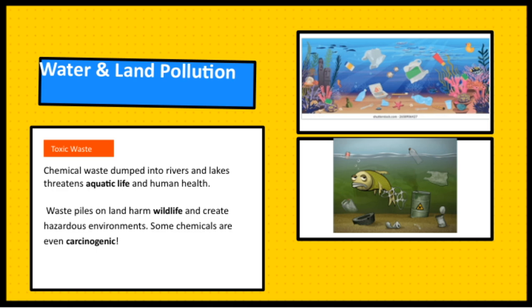On land, waste piles up and causes even more damage. It harms wildlife by destroying their natural habitats and creating dangerous, hazardous environments. Some of these chemicals are so toxic that they can even cause cancer, which is an alarming risk for everyone. This highlights how water and land pollution from toxic waste is not just an environmental issue, it's a public health concern. It's a reminder of why we need to take action to prevent these pollutants from entering our ecosystems and endangering both wildlife and ourselves.